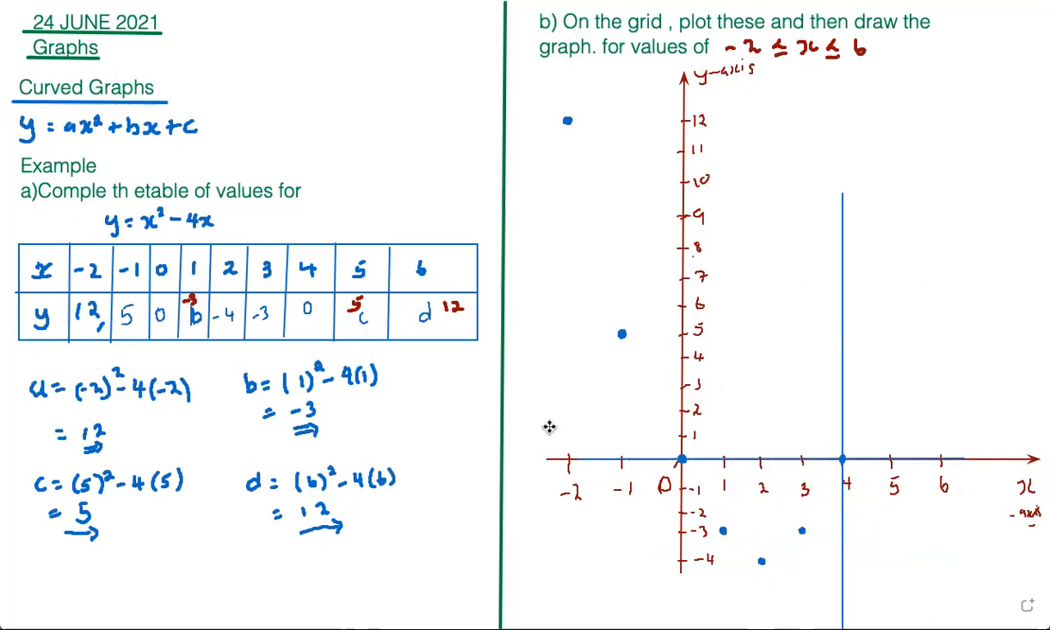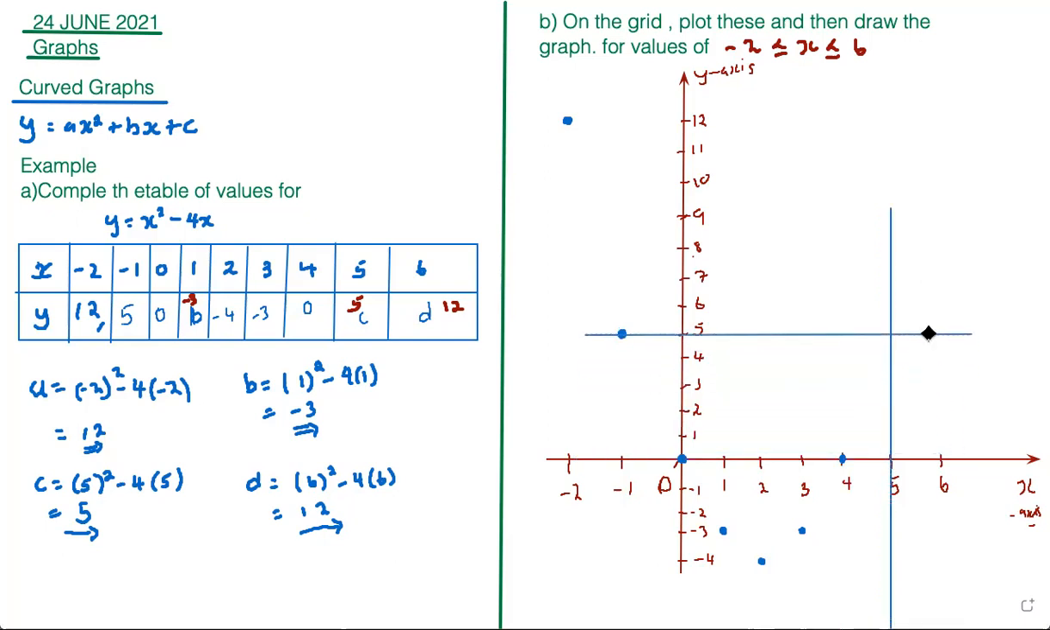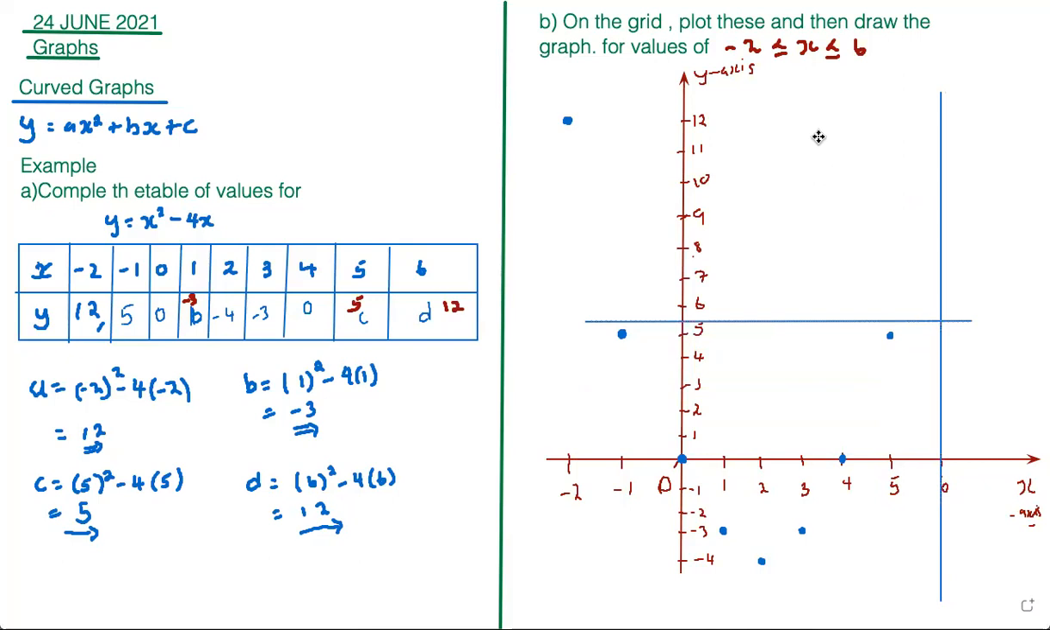Then when x is 5, then it becomes also a 5. Becomes a 5 also. We plot that point. Then the last point, when x is a 6, then the d is a 12. Yeah? So it goes up there, becomes 12. Okay, so those are the points that we've plotted. And you can see that these points represent a curve.